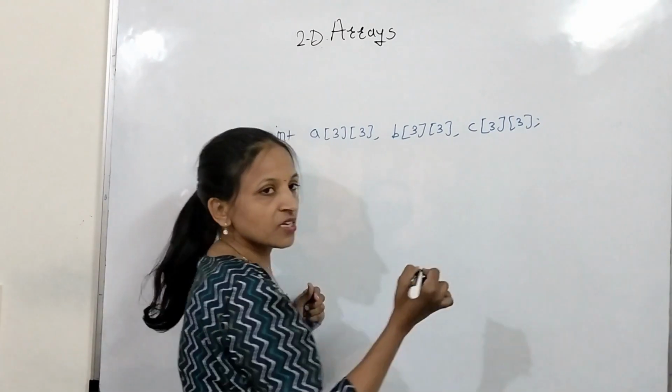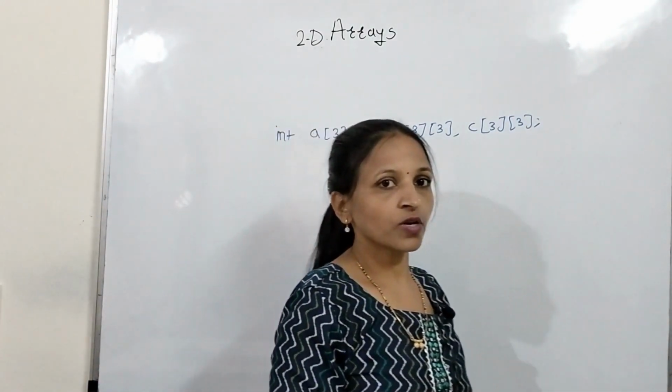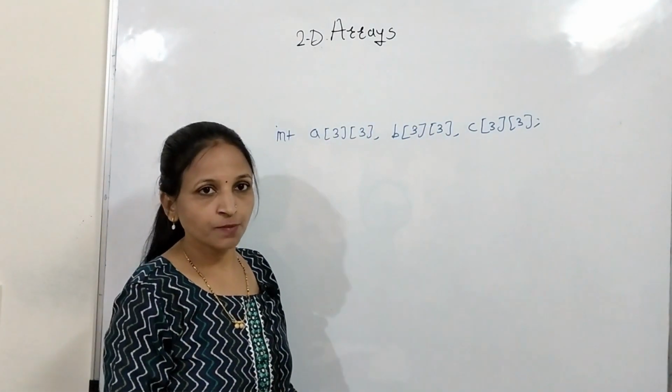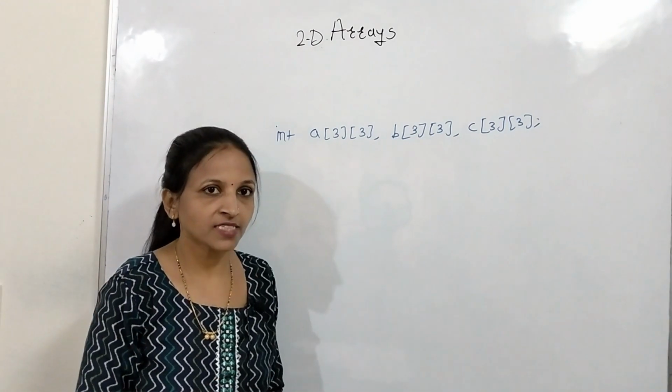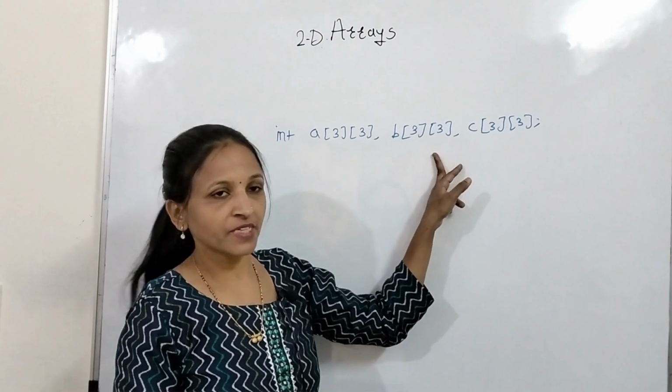Now here what should be done? First accept the first array, whatever logic we have discussed. To accept the array: for i equals 0, i less than 3, i plus plus, again for j equals 0, j less than 3, j plus plus, and scanf a of i j. In the same way we can accept the second array.